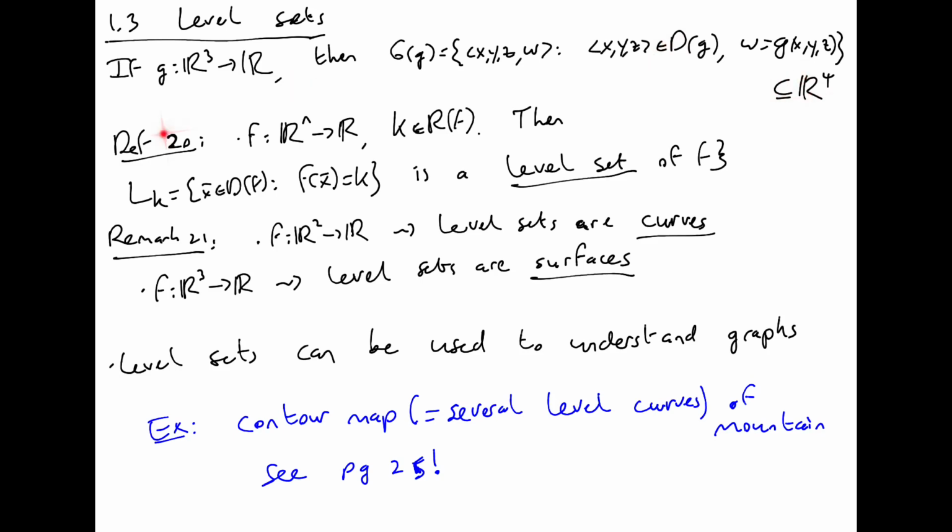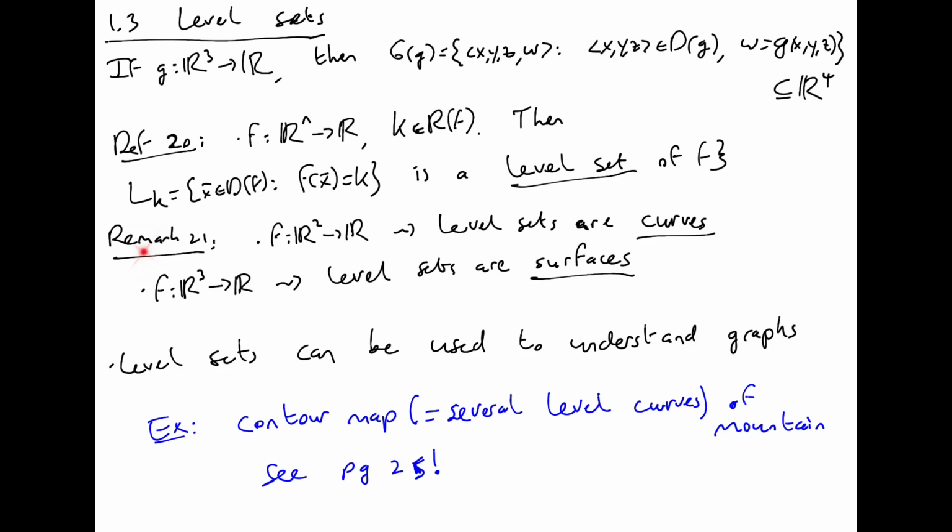And for that we have the following definition. This is definition 20 in the notes. So let f be a function from Rn to R, and let k be an arbitrary element in the range. Then we denote by Lk the set of vectors x bar in the domain of f such that f of x bar is equal to k. We call this a level set of f, the level set at level k.